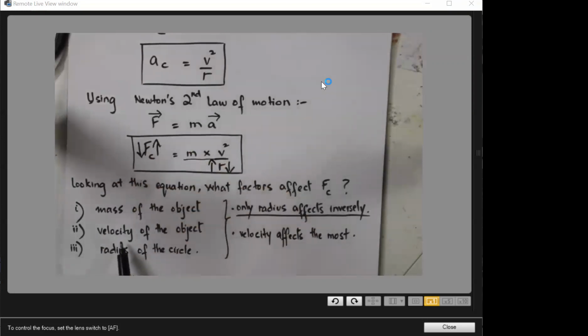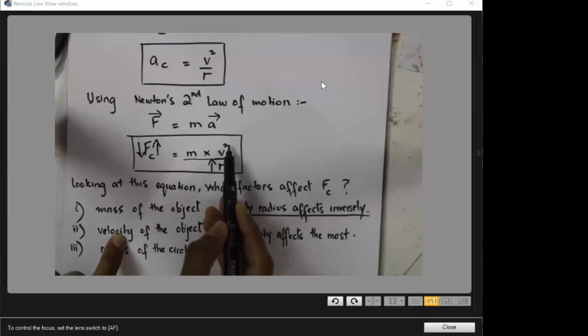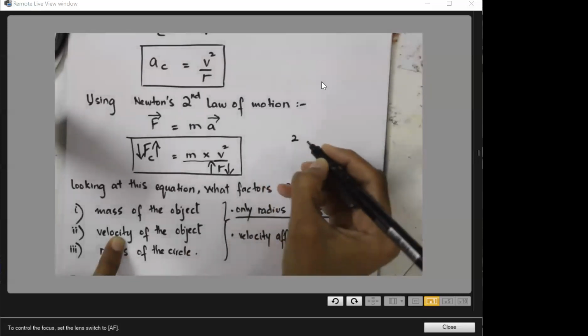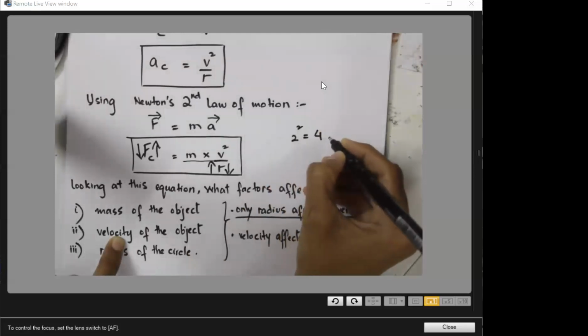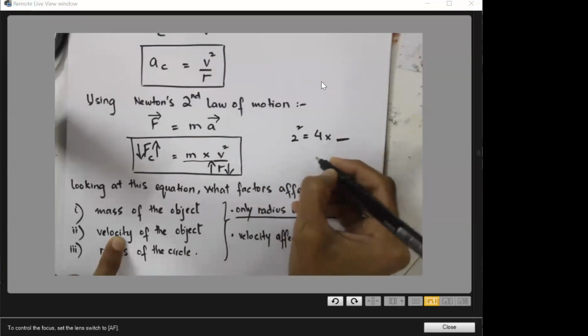But on the other hand, velocity, can you see the squaring of the velocity? Square of velocity. So if, for example, velocity was initially 2, the square of 2 is 4. So the force must be 4 multiplied by something, whatever the mass is, divided by whatever the radius is.